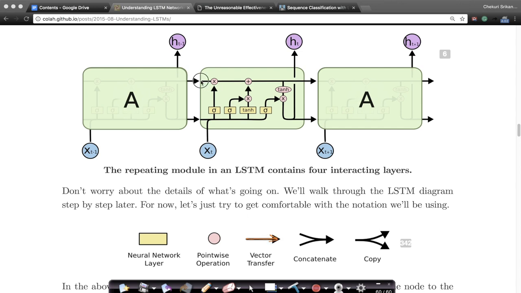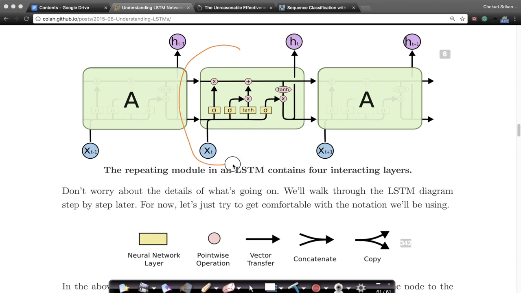So this vector is basically going from here to here. When two vectors are joined like this, it means a concatenate operation. When a vector separates out like this, it means copy. This value which is here goes both to HT and to the next one. So that's what it means. Look at all the inputs that are there. So this is HT, this is your HT, and we'll go.